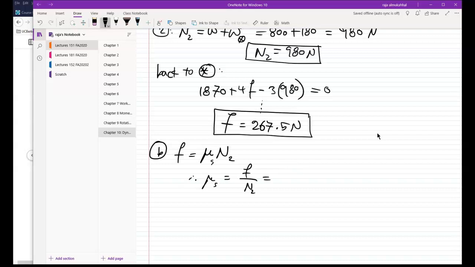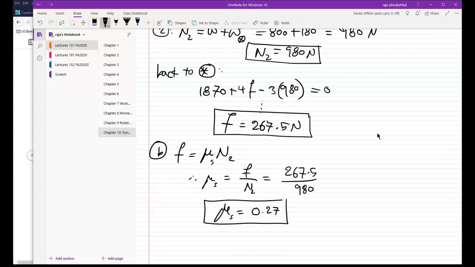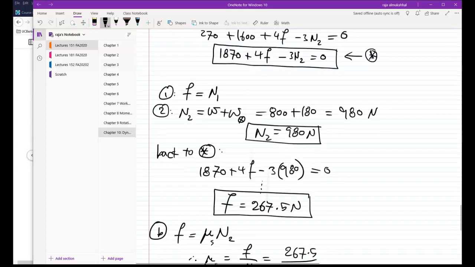I want it. F is 267.5 divided by 980, and therefore mu sub s is equal to, calculate that, 0.27. There we go. This is the coefficient of static friction. Okay? And what else do we have here? So there we go. This is the last part.